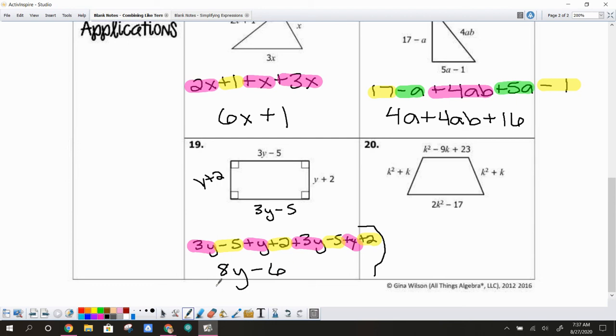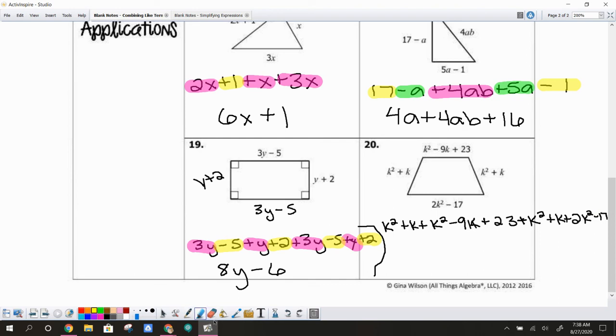Right, and then for 20, you've got to combine all of those terms. So I'm going to start on this side. I've got k squared plus k plus, at the top, k squared minus 9k plus 23. Plus, well, it looks like a b. Let me fix that. 23 plus k squared plus k plus 2k squared minus 17.